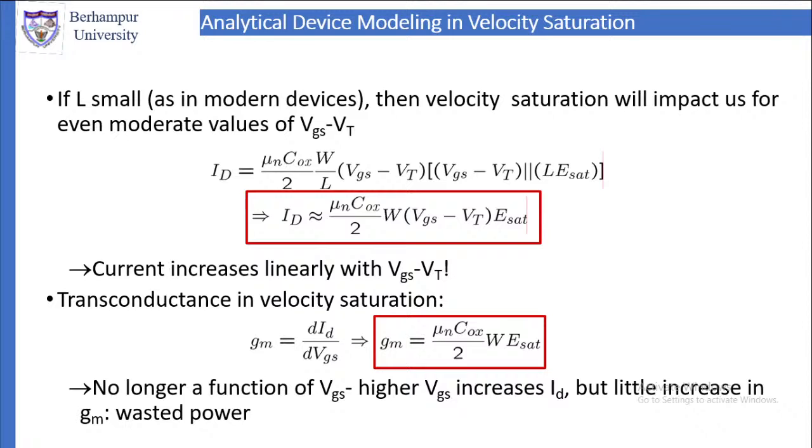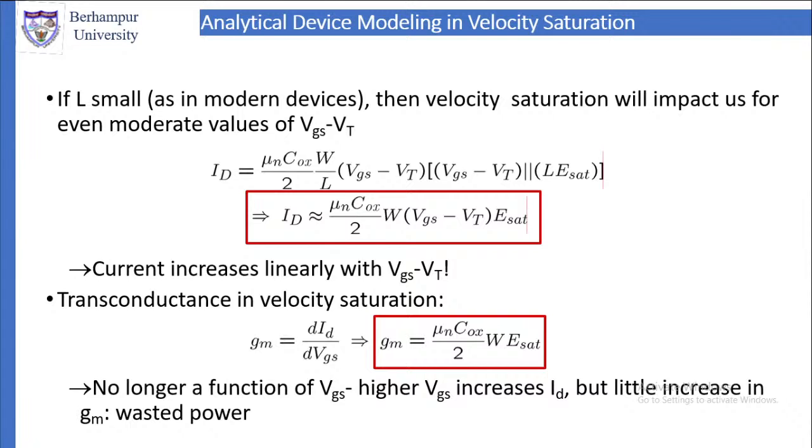Now this is approximately equal to mu n C0x by 2, that remains as it is. Then from the W by L, we will get (VGS minus VT) parallel to L E saturation. That is when VGS minus VT is moderate, as we have seen, and it is negligible compared to L E saturation. Under that condition, the ID saturation is equal to L E saturation.